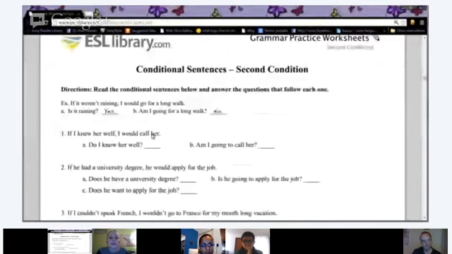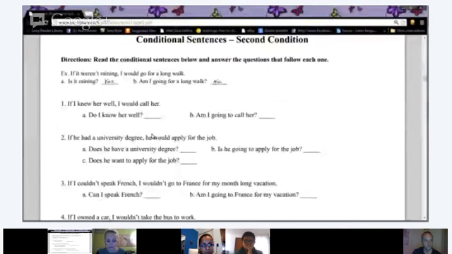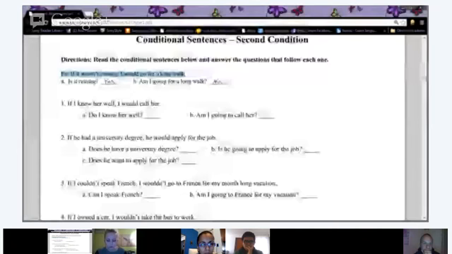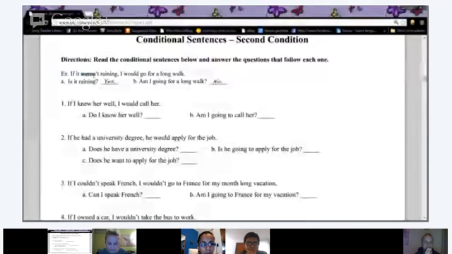Let's go down to our next exercise here. Here, we're going to have to analyze our questions, so that we know exactly what we're saying. For example, in this example, we say, if it were raining, I would go for a long walk. So we have questions down here. We're trying to analyze what we are really trying to say here. Sorry, if it weren't raining. So, is it raining? Yes, it is. Because I'm saying if it weren't raining right now at this moment, I would go for a long walk.